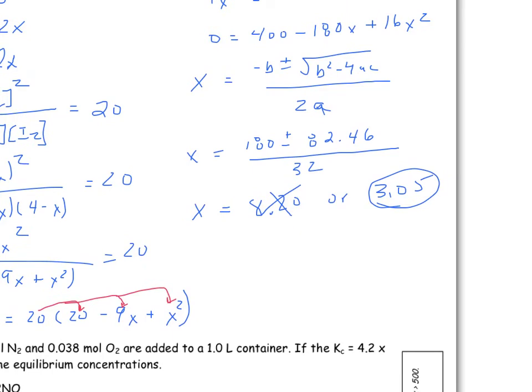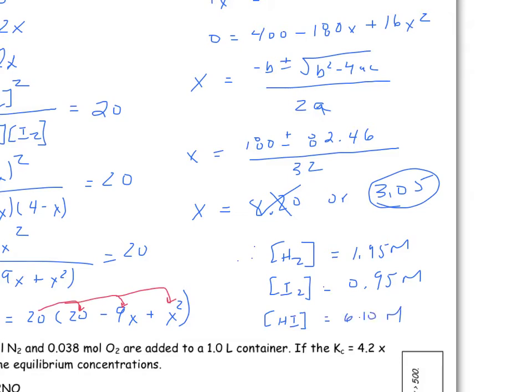I can then take the 3.05 and sub it back into my ice table. The concentration of the hydrogen I defined as being 5 minus x. So that is 1.95 moles per liter. The concentration of the I2 is 4 minus x, so 0.95 moles per liter. And the concentration of the HI is 2 times x, which equals 6.10 moles per liter.